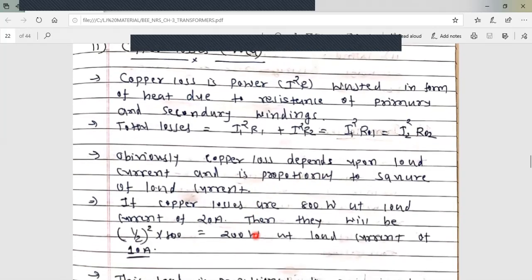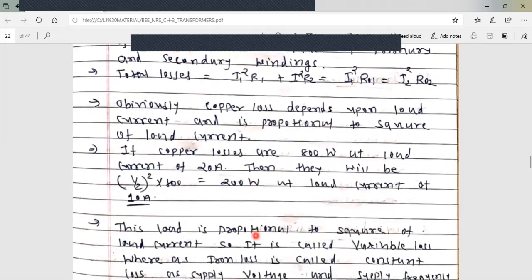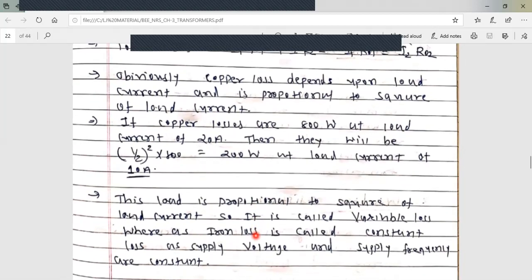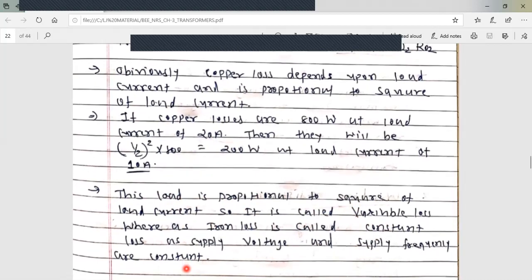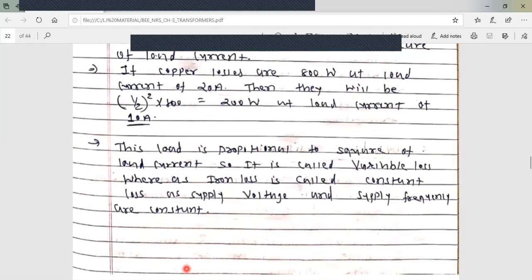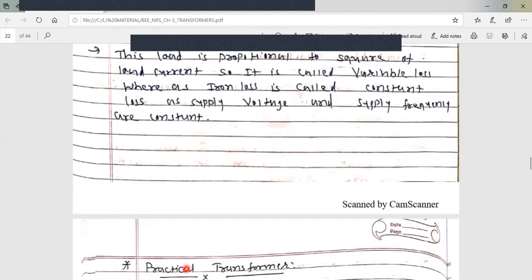So this is about losses. Basically there are two types of losses, core loss and copper loss. Here we can see that this loss is proportional to the square of load current, so it is called variable loss. Whereas iron loss is known as constant loss because supply voltage and supply frequency are constant. So this is the discussion about losses in the transformer.